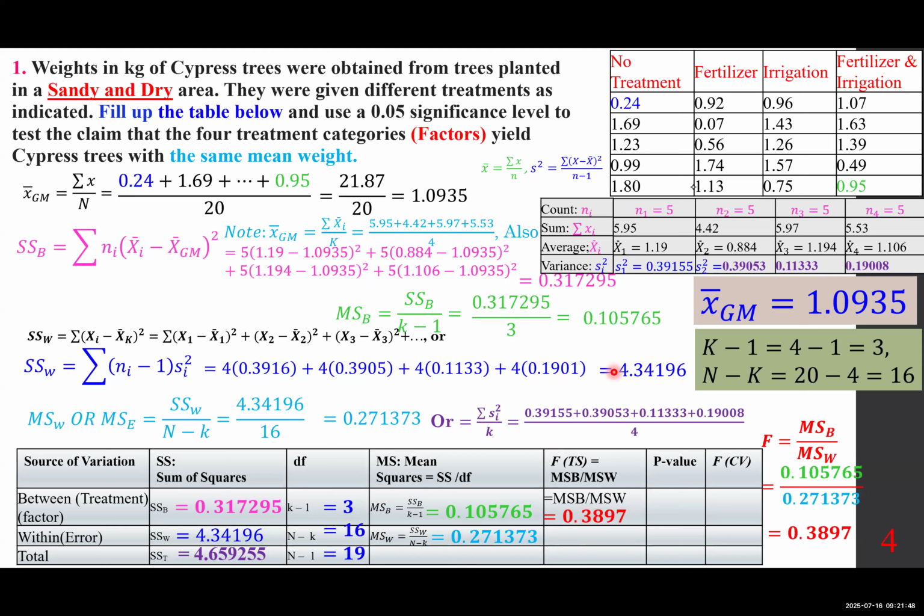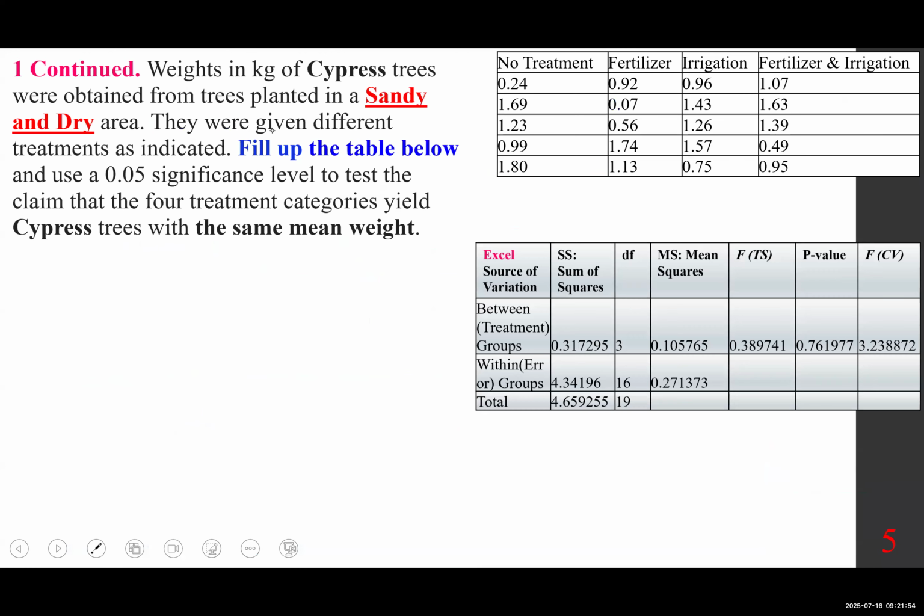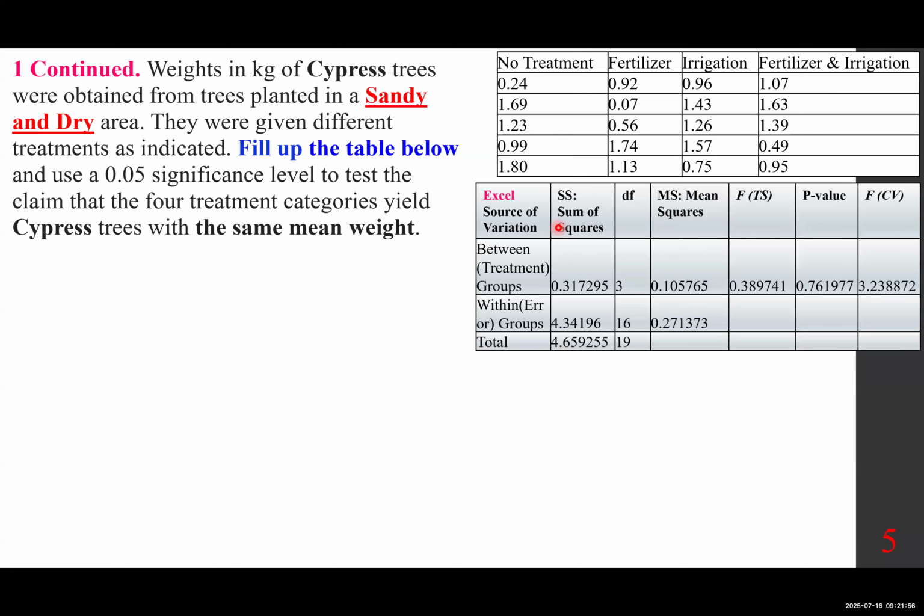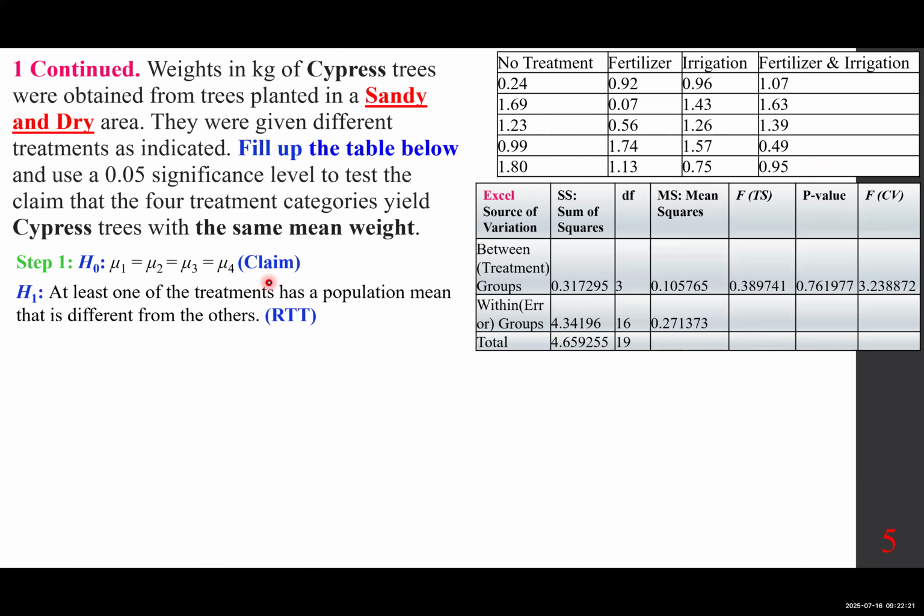So having said that, now that we have done this, we want to do the test of hypothesis. We are just putting the information, and this table is given to you from Excel. We are going to do the test of hypothesis. There are 1, 2, 3, 4 groups. So H0: mu1 equals mu2 equals mu3 equals mu4. That's the claim. H1: at least one of them is different, and it makes it a right tail test.